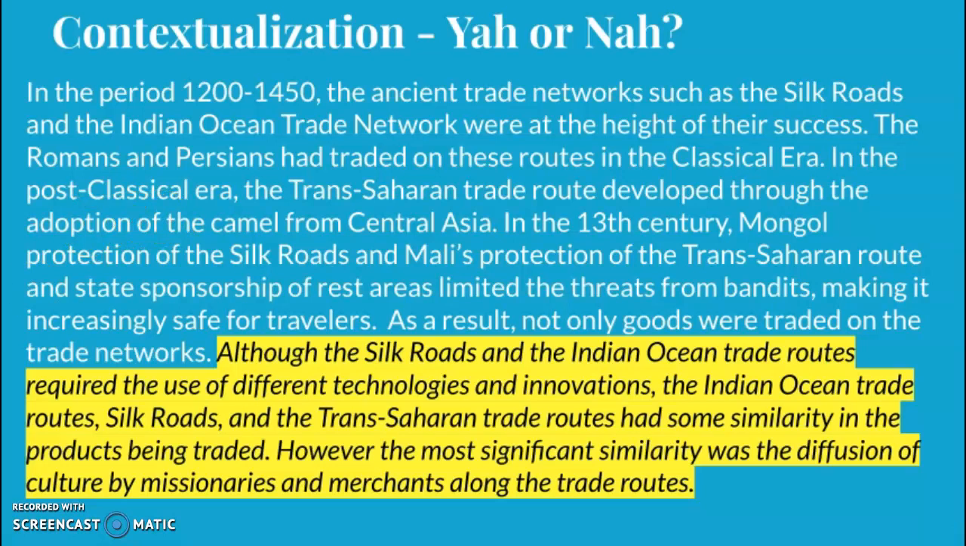In the period 1200 to 1450, the ancient trade networks, such as the Silk Roads and the Indian Ocean Trade Network, were at the height of their success. The Romans and Persians had traded on these routes in the classical era. In the post-classical era, the trans-Saharan trade route developed through the adoption of the camel from Central Asia. In the 13th century, Mongol protection of the Silk Roads and Mali's protection of the trans-Saharan trade route and state sponsorship of rest areas limited the threats from bandits, making it increasingly safe for travelers. As a result, not only goods were traded on the trade networks.